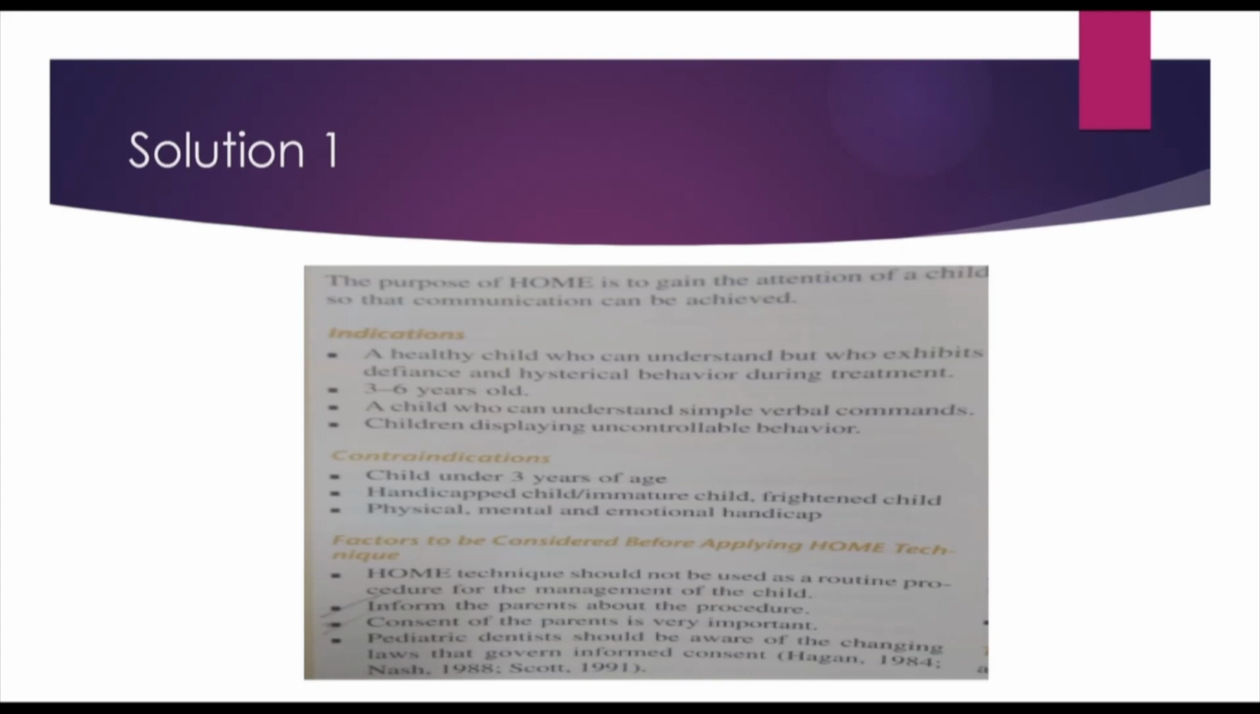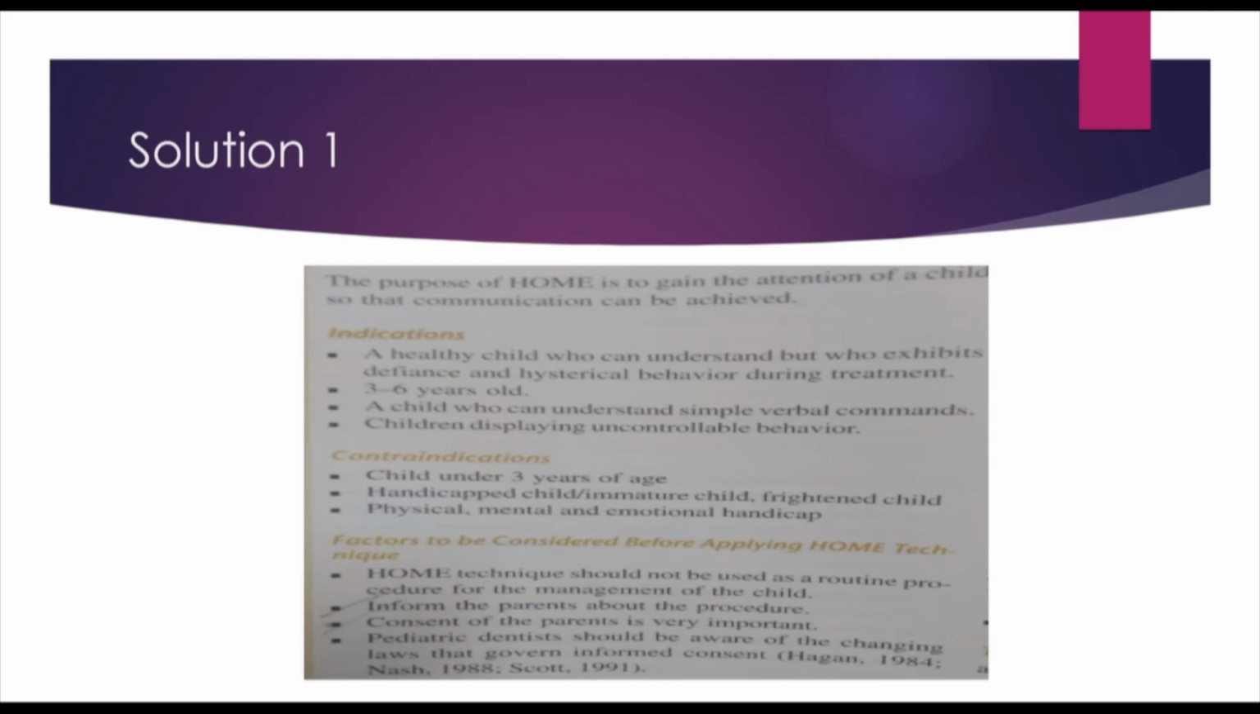So this is indicated for a healthy child who can understand what the person is talking and who is of age group 3 to 6 years and who shows uncontrollable behavior. So these are the conditions in which HOME can be used. Now let's see the conditions in which this cannot be used. It is contraindicated in a child under 3 years of age, a handicapped or immature child, or one who is frightened, and a physically, mentally, or emotionally handicapped person. So this is the contraindication.